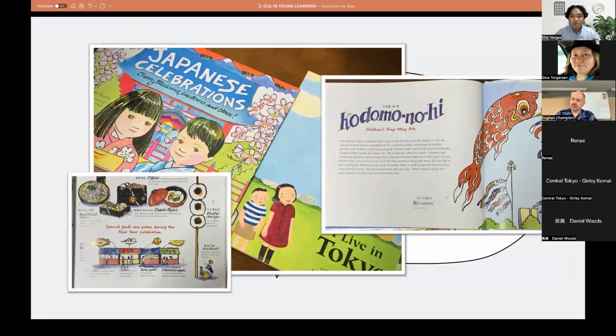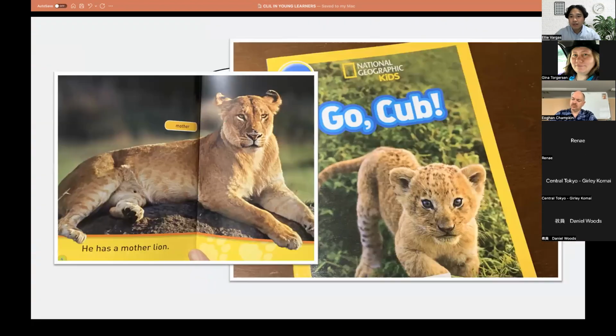Okay, so this is another topic that I want to teach my young learners. I haven't done it yet. It's about cubs, and this is from National Geographic Readers. You see there are a lot of pictures there. When you introduce a topic, when you're teaching your students content, please use a lot of beautiful pictures.